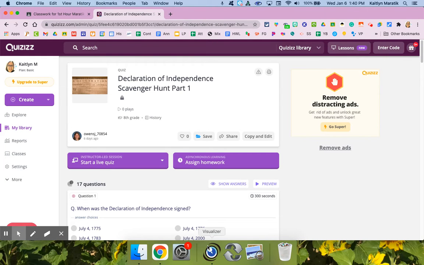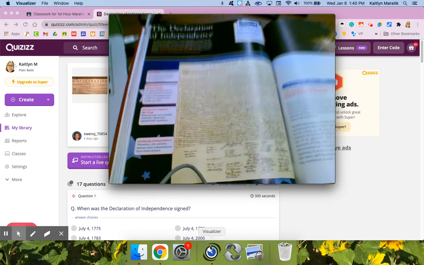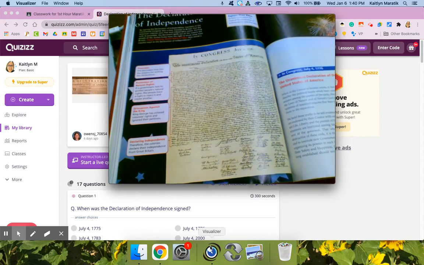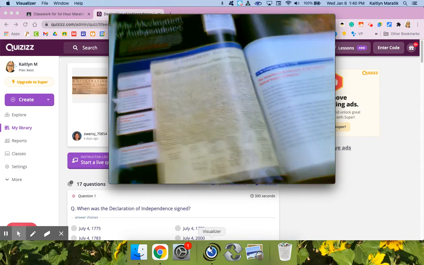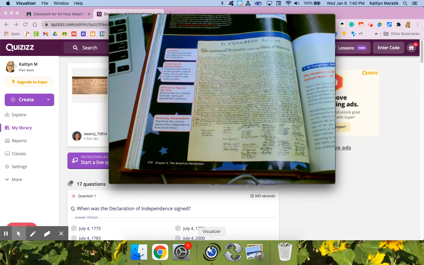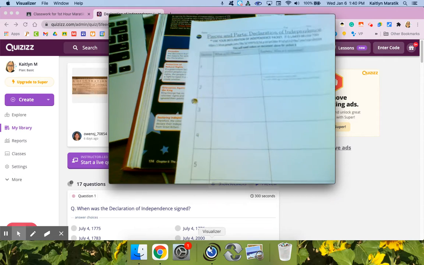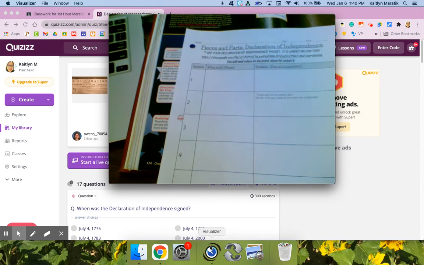So the first thing you want to do is grab out your history textbook, and we need the Declaration of Independence. You're going to want to open up to chapter 6, page 174, and it'll look like this. Another page to pull up, if you've got it as a digital copy or a paper copy, is this Pieces and Parts Declaration of Independence.